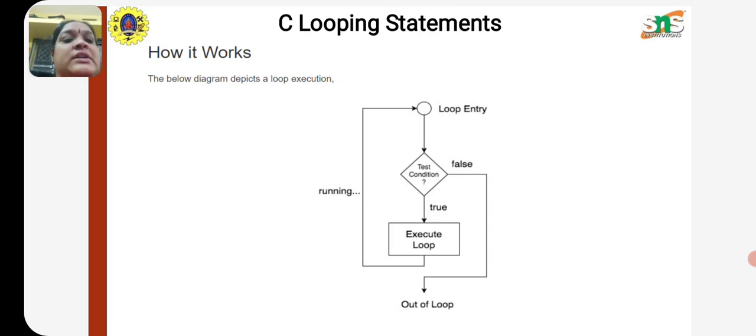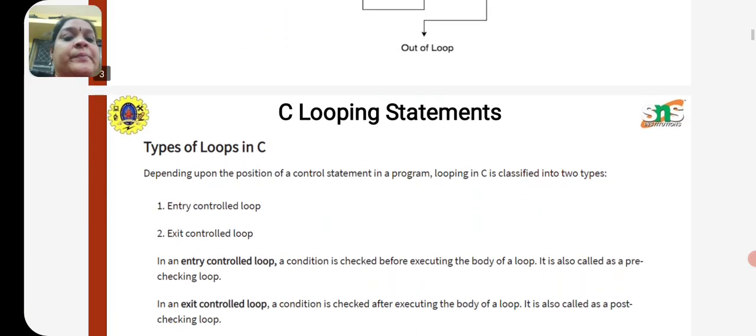And how it works, they have given a flowchart here. So let me have a loop entry. If the condition is true, it will execute the loop. If the condition is false, it won't go inside the loop, it will come outside the loop automatically. If the condition is true and it goes to the statement, then it will repeat again. Again, if the condition is true, it will go inside the loop part, and again it will go to the condition part. So this is the working of looping.